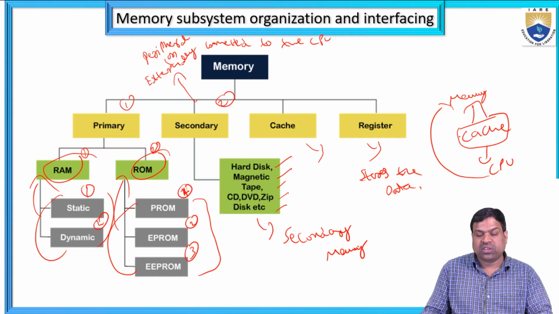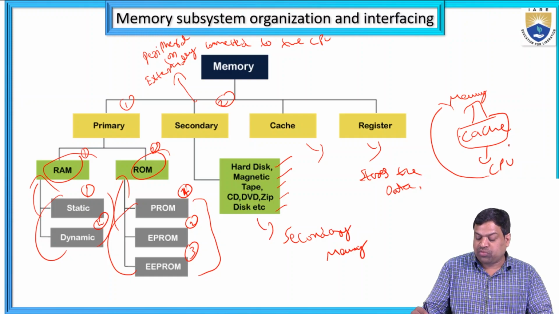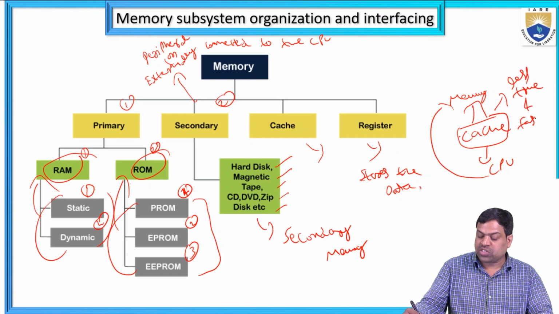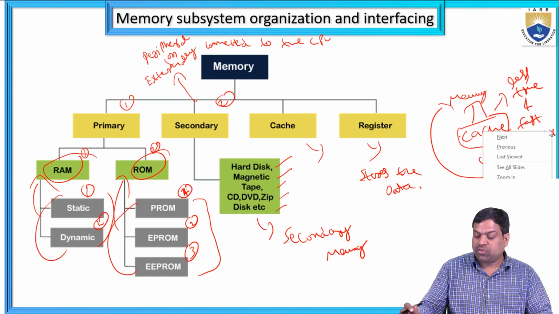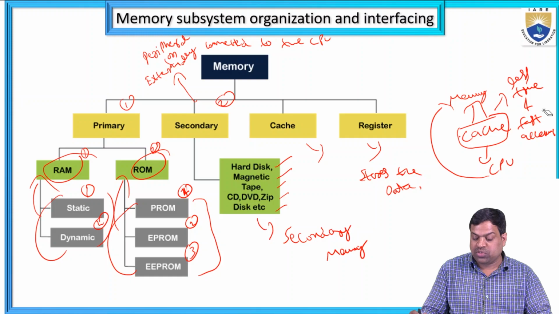So cache memory is the fastest accessing memory between the CPU and memory. What is the use? Less time and fast accessing. For this, I am using cache memory. Between the memory and the CPU, we have to use the cache memory.